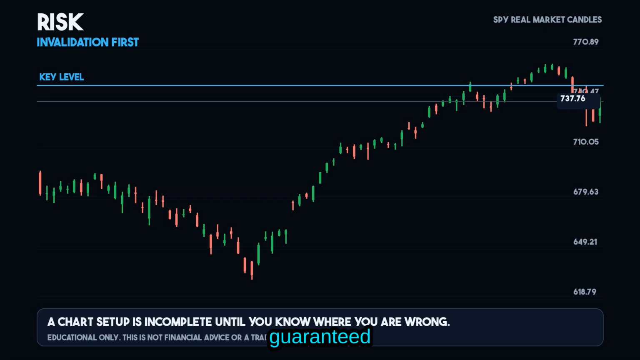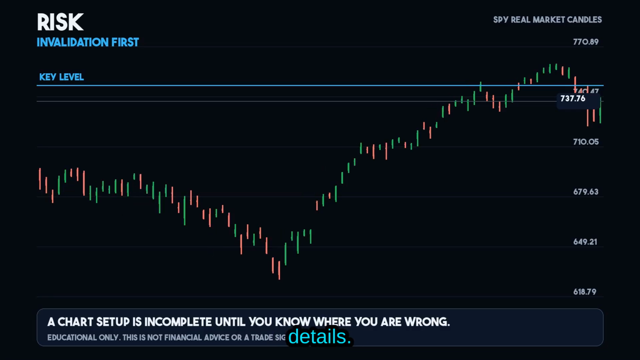Remember, trading is not a guaranteed way to make money, and it's not worth risking what you can't afford to lose. Always practice on a demo account or paper trading journal before risking real capital. Don't take advice from anyone who promises guaranteed profits or buy-sell signals. Your success depends on your own hard work, discipline, and attention to details.